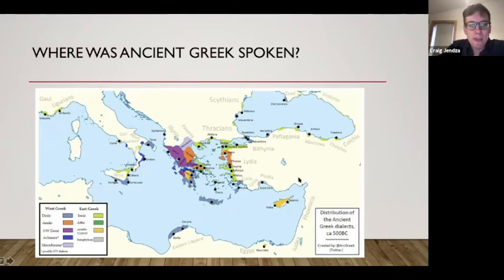And the other thing that we can see here from this map is differences in dialects. So ancient Greek was not a unified thing. There were different dialects. They were mutually intelligible. So if you were from one region, you could understand Greeks from a different region, but they might have a funny accent to you, right?